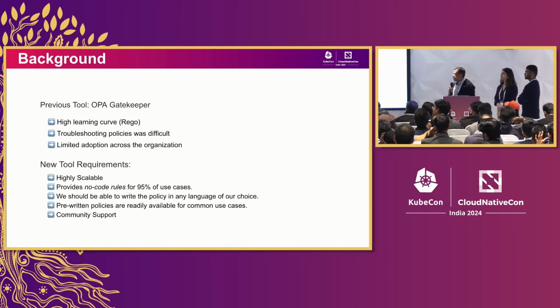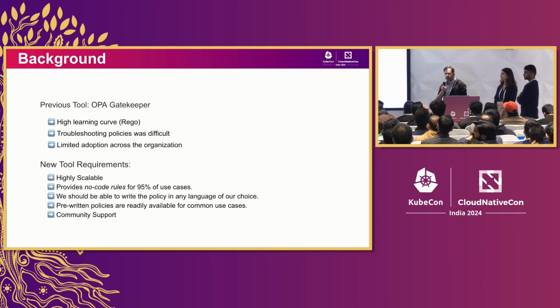Also, we should be able to write policies without actually writing any code. Maybe there could be 5% of use cases where we will need to write complex policies. Even in that case, we should be able to write policies in our language of choice. Within Razorpay, we mostly use Python and Golang for automation, so preferably we wanted to use these two languages whenever we write these complex policies.